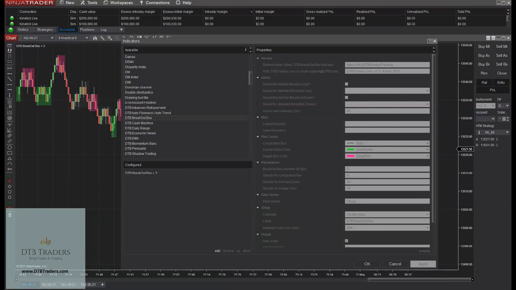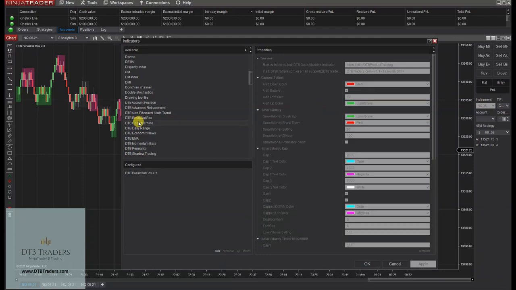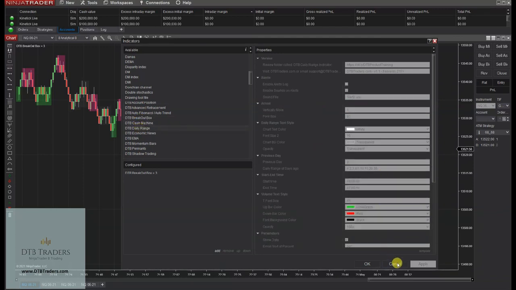This video will cover the next three indicators in the list. So the breakout box, the cash machine, and the daily range.